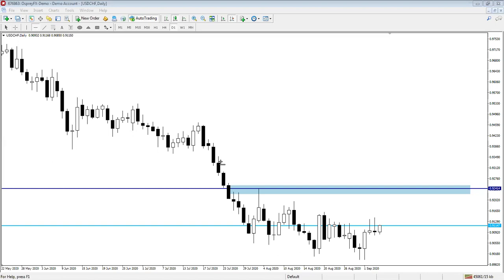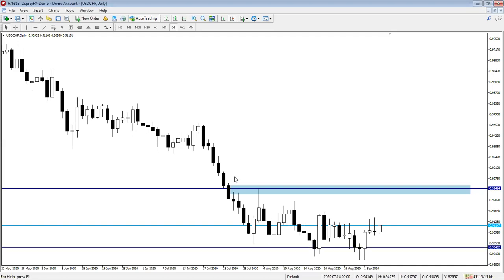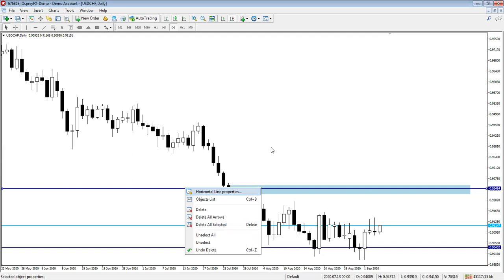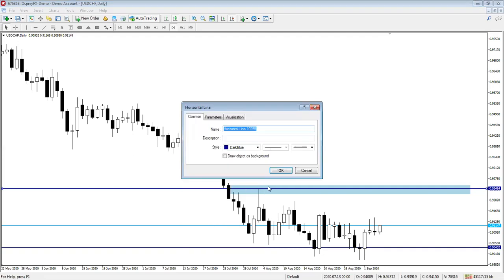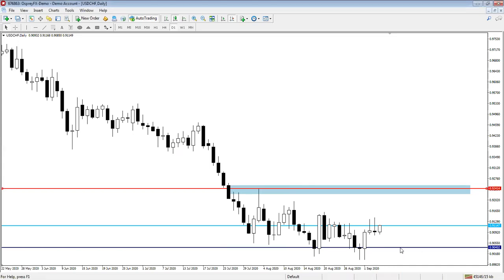Now let me change the color of this. Let me draw our support here, because I want to change the color of this one to red, so that we know the red one is the resistance. The blue one is the support.